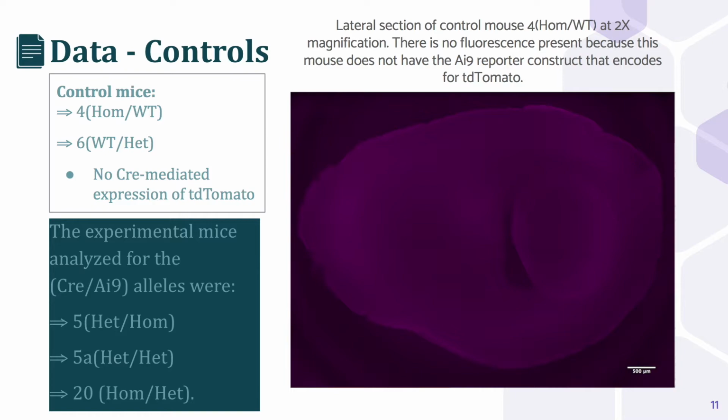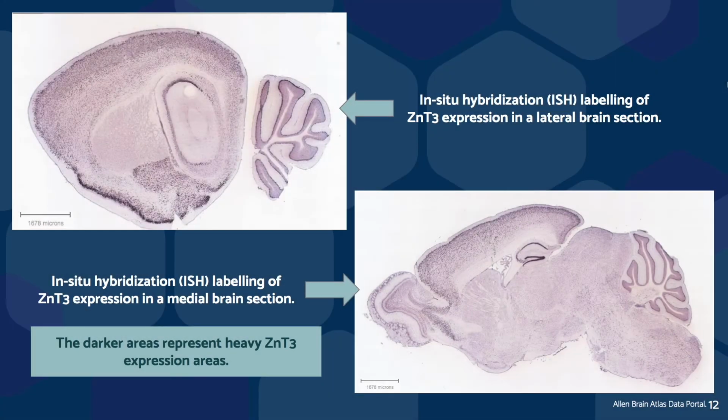The image to the right supports this. There is no TD tomato fluorescent expression present. The following images show localization of ZNT3 expression in a lateral and medial section using in situ hybridization. These images dictate the expected labeling of ZNT3 neurons via Cre-dependent expression of TD tomato, which happen to be very different from this. Instead, there is Cre-dependent nonspecific expression in areas depending on the genotype.